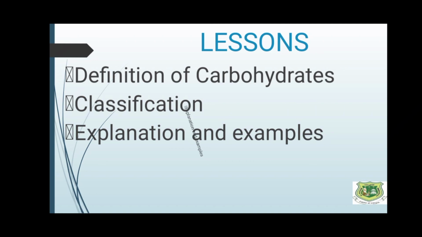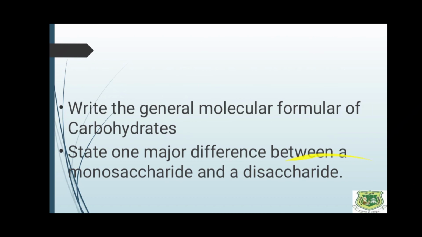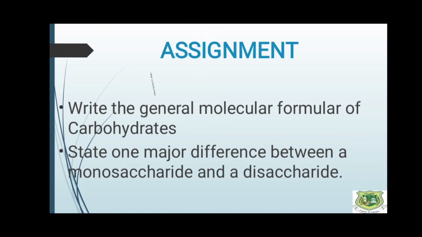Number 1, what are carbohydrates? Number 2, write the general molecular formula of carbohydrates. Number 2A, state one major difference between a monosaccharide and a disaccharide. The next topic we are going to consider is monosaccharides. You will get carbohydrates in your Ababio New School Chemistry textbook, page 500, or based on the edition you are using. Download your notes for further information.